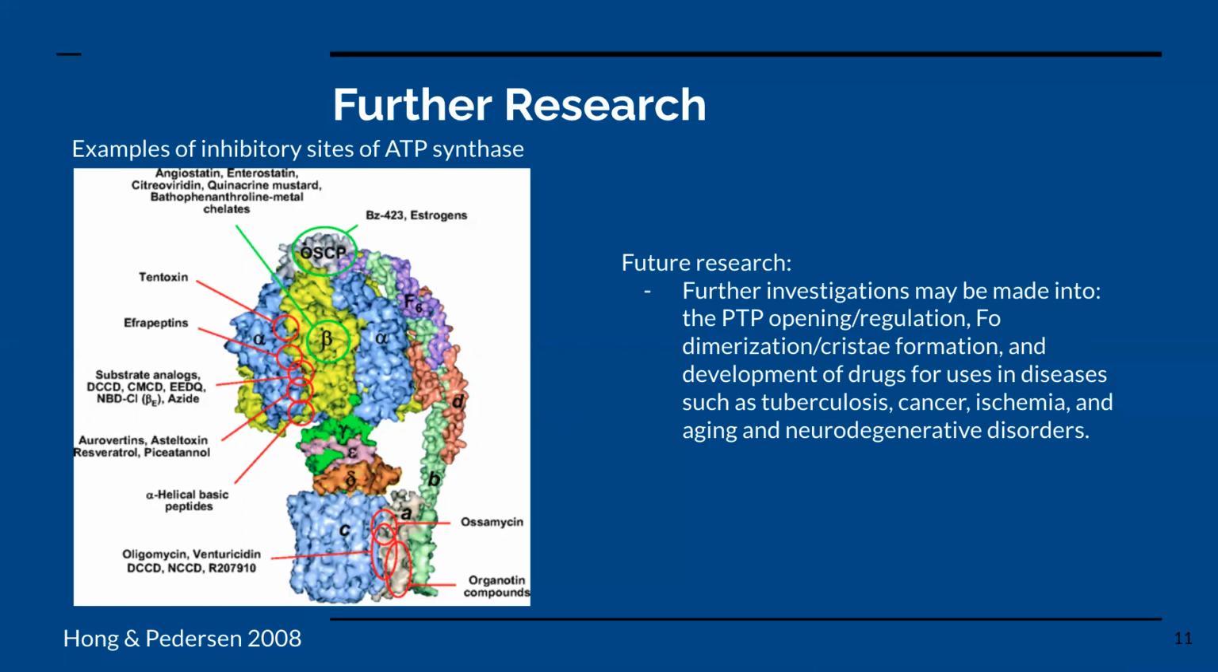If you take a look at the image on the left, this is a model of a mammalian ATP synthase, specifically with inhibitory sites circled in red. As you can see, they're pointing to specific inhibitors that may be used to target those sites. And of course, these inhibitors serve a variety of functions, many of which may be used as treatments for the diseases mentioned on the right.